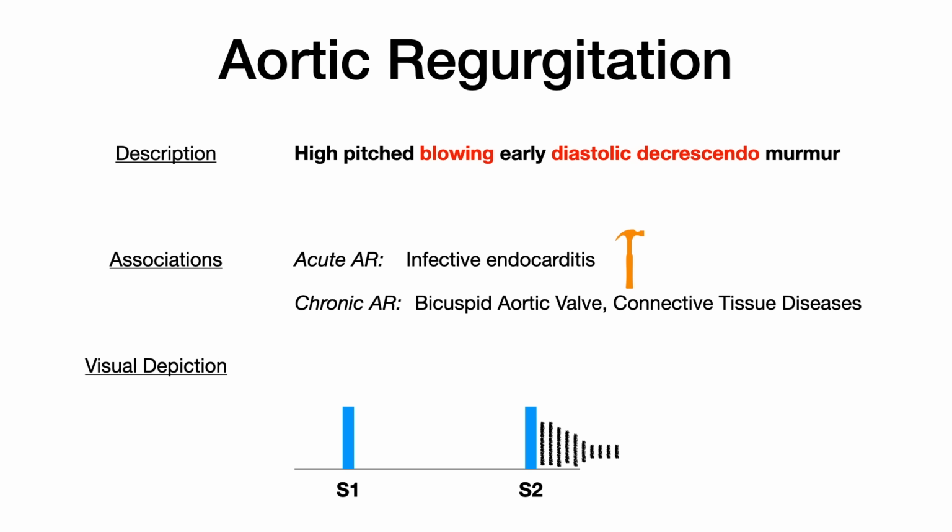Now let's go down to the wave amplitude and listen to the sound here. So again, this is an early diastolic decrescendo murmur that's described as high-pitched and blowing. So this is what aortic regurgitation sounds like.